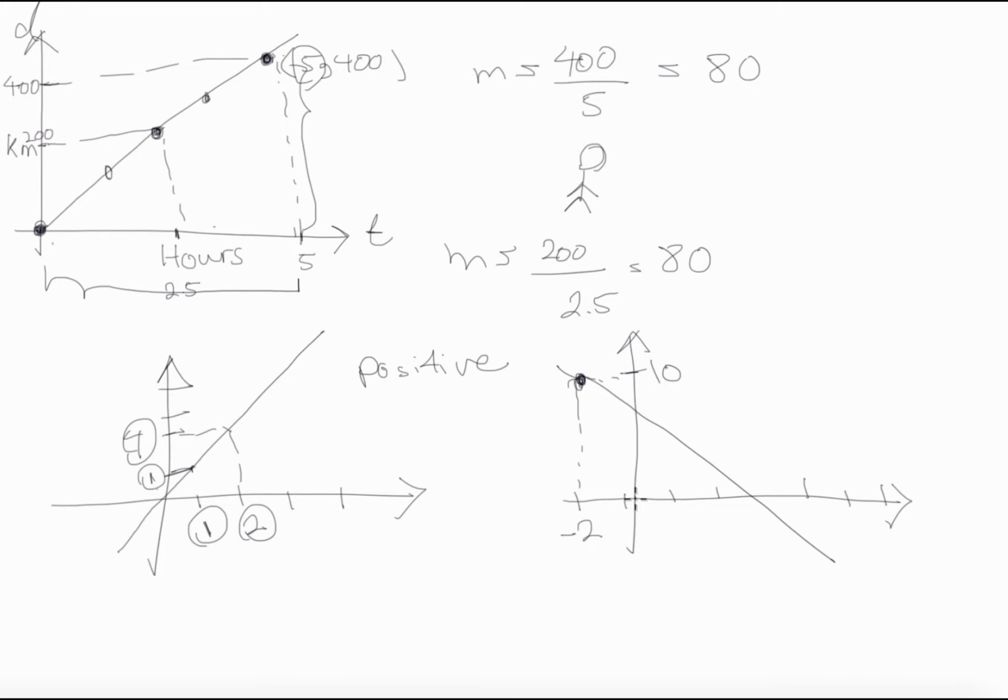But once you get to 0, your y value has actually decreased, even though your x has increased. And by the time you get to here, where your x value is 3, your y value has decreased to 0. So you can see that as your x value is increasing, your y value is decreasing. So this is basically the definition of a negative gradient.